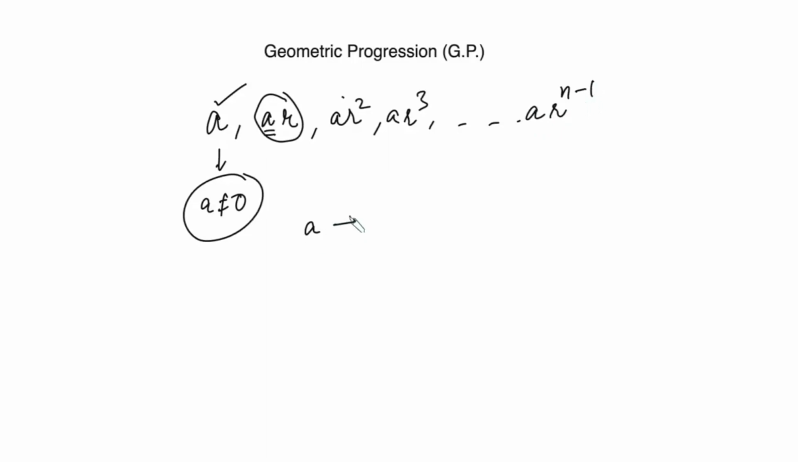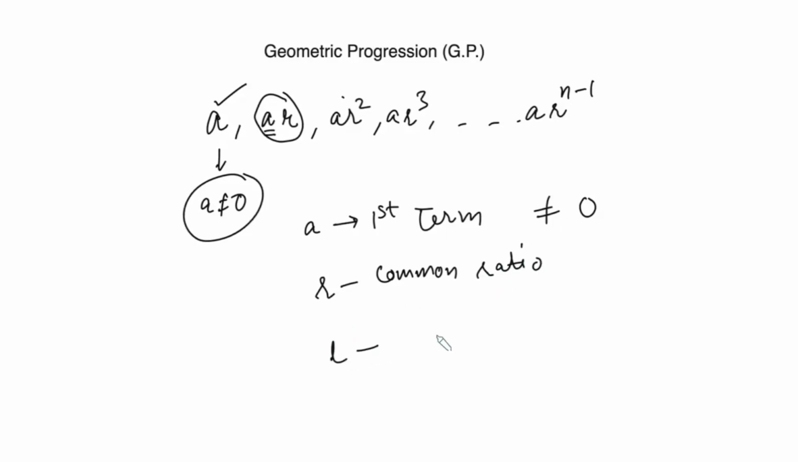We have a as the first term, which should not be equal to 0. r is the common ratio. And the last term is given as ar raised to the power n minus 1. And to find the common ratio, we use the formula a2 over a1 or a3 over a2 or a4 over a3 and so on. An example of a GP is 1, 3, 9, 27, and so on.